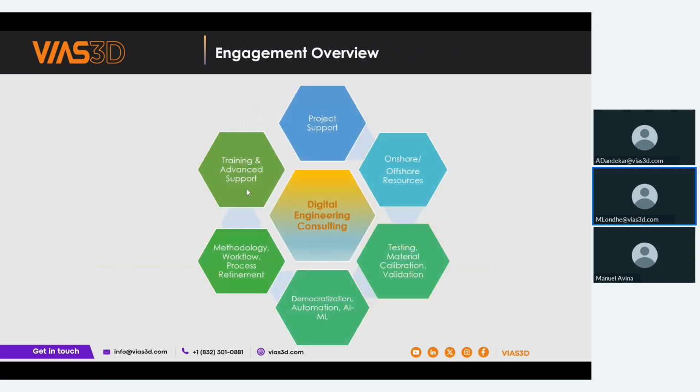So our overall engagement at VIAS3D, our engineering consultancy services are flexible and tailored to client needs, like end-to-end product project support, onshore and offshore resources, testing and material calibrations, automation solutions using AI and machine learning algorithms, and methodology, workflow, and process refinement. And as I already mentioned, we are the platinum partner of Dassault Systèmes. We resell the software as well as provide training and advanced support in various Dassault software.